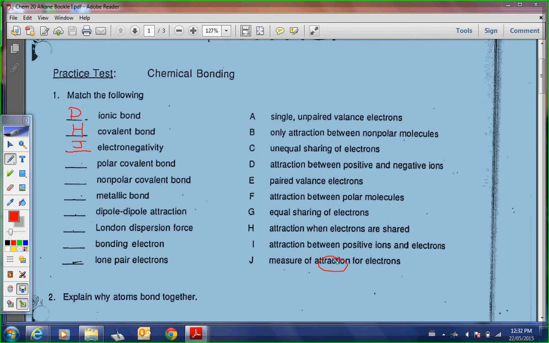Polar covalent bond. Which one did you put for polar covalent bond, Emilio? I put C. You put C, an unequal sharing of electrons. Would that be polar, unequal? Yeah. And sharing electrons, is that covalent? Yep, so that works. Everybody okay? Non-polar covalent would be a perfect sharing of electrons.